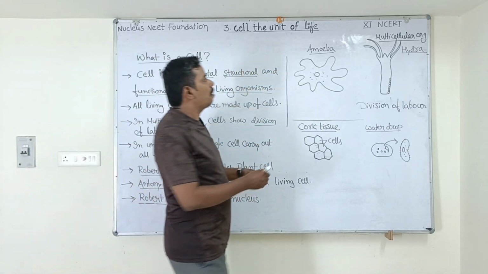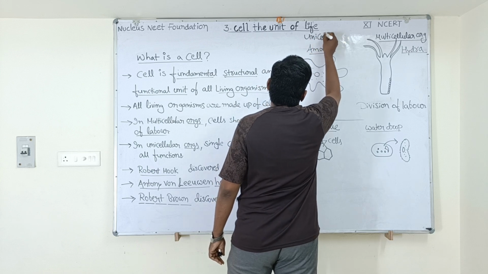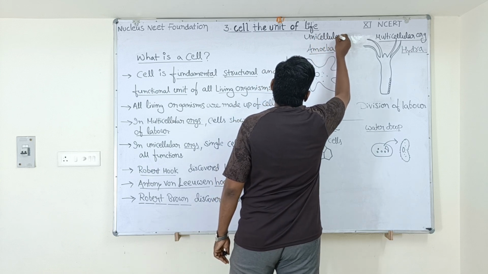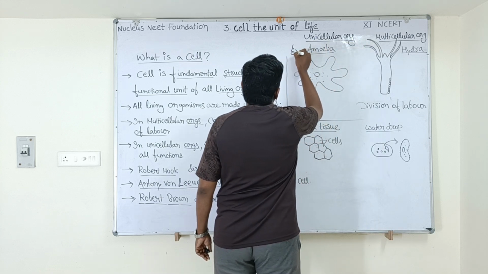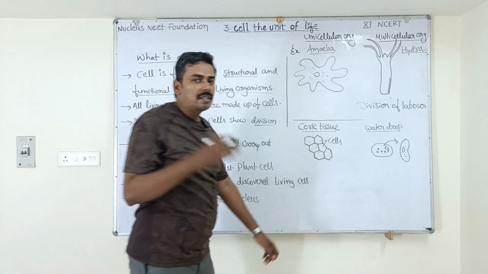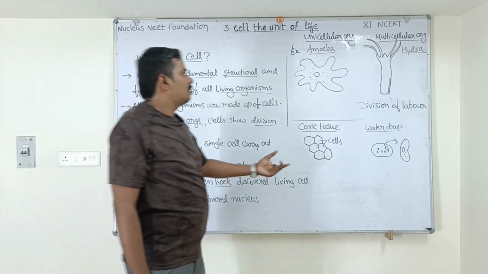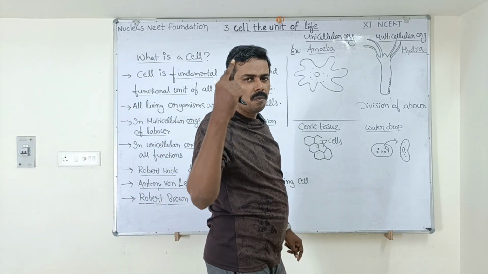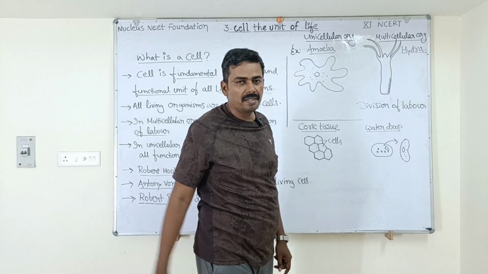Next, in unicellular organisms, a single cell will carry out all the functions. Unicellular organism, example, amoeba. Another example is your paramecium, euglena, etc. So in these organisms, the body is made up of only one cell. That's why they are called the unicellular organisms.